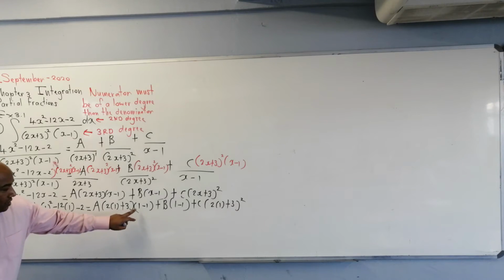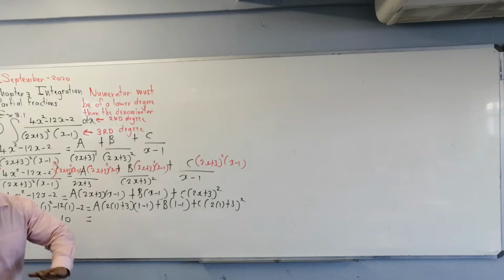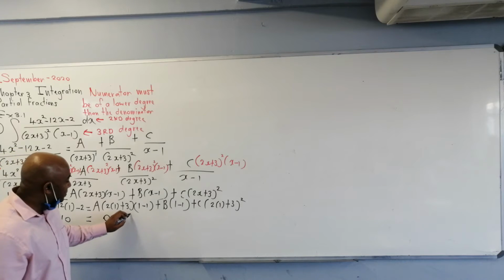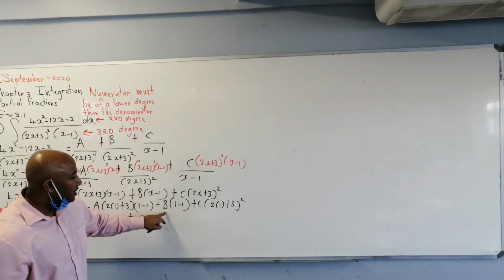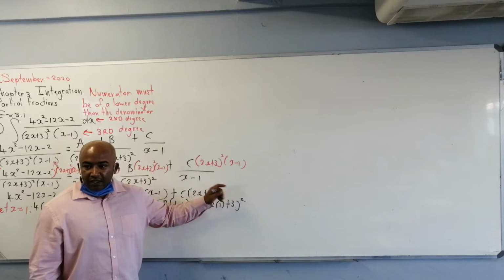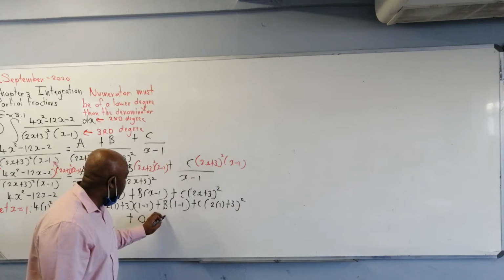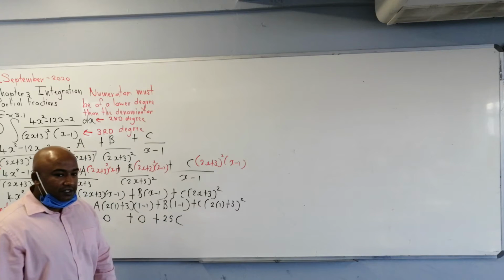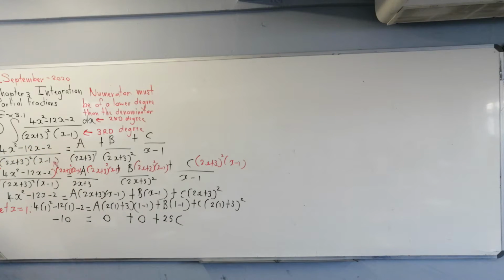Here, wherever you got the 1 minus 1, wherever you got the 0, you know it's going to be 0. This one is going to be 0. This 2 plus 3 is 5, 5 squared is 25. 25 times C is 25C. Now, solve for C. Minus 10 divided by 25 is equal to C. That's sorted.